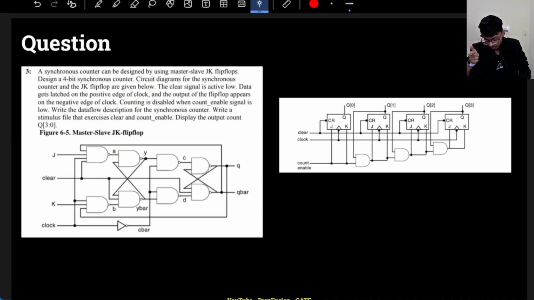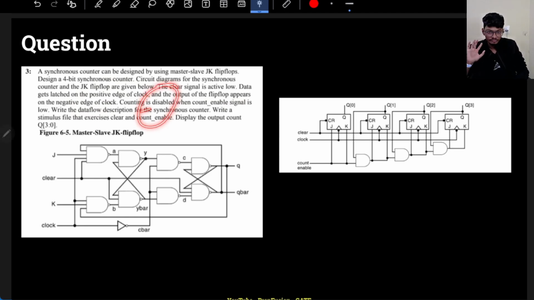Okay, so mainly what they are telling is that we will have an active low clear signal. Basically if the clear signal is low, then all of the flip-flops will be cleared. Data gets latched on the positive edge of the clock, and the output of the flip-flop appears on the negative edge of the clock. So flip-flop output will be on the negative edge, data will get latched on the positive edge.